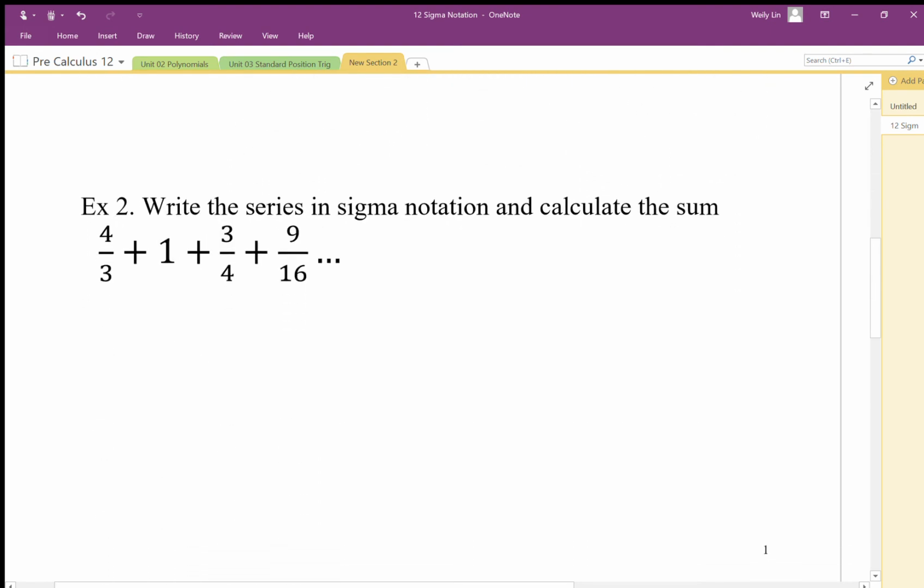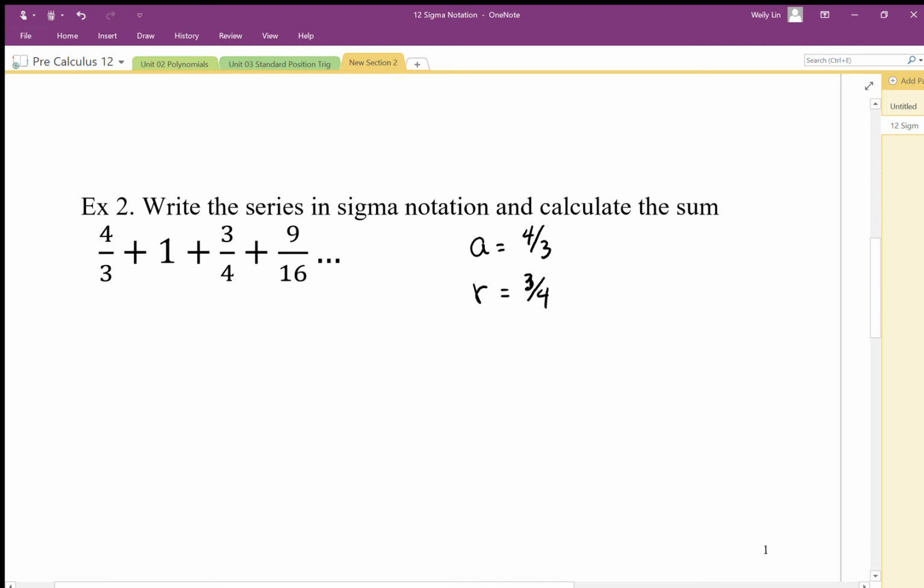So looking at this next one here, we have an infinite series. This one happens to be geometric. So we probably want to know what the starting value is. The starting value is going to be 4 over 3. And for geometric series, we want to know the r. It looks like the r is 3 over 4.